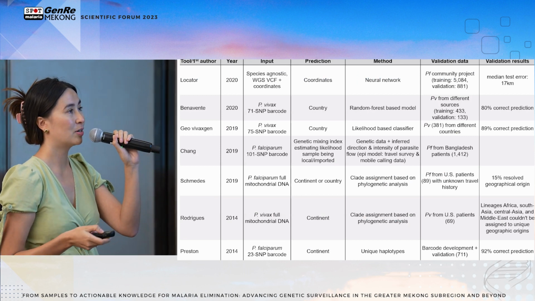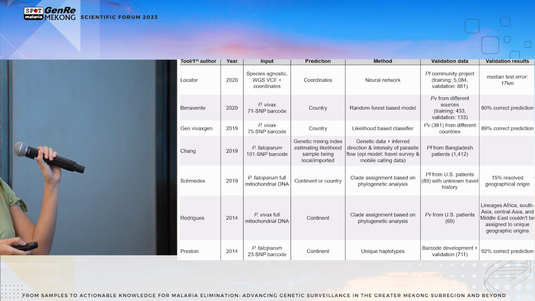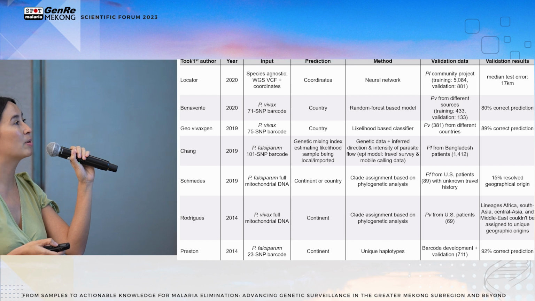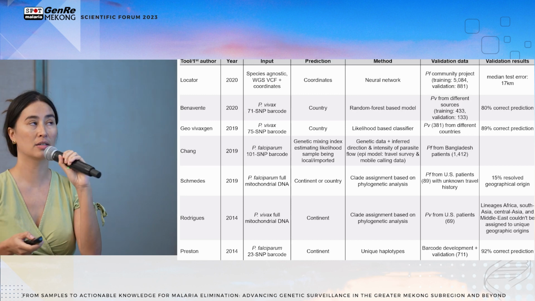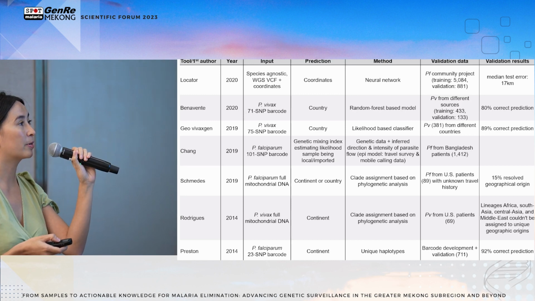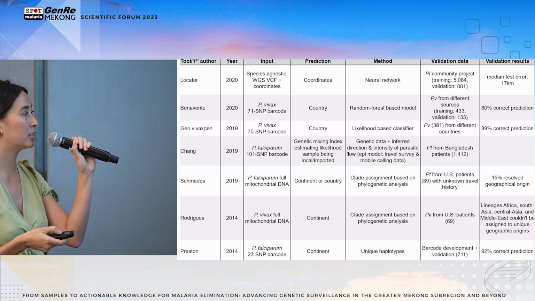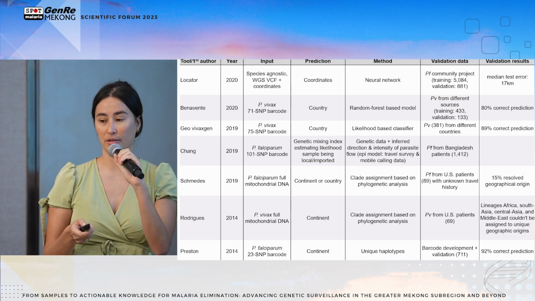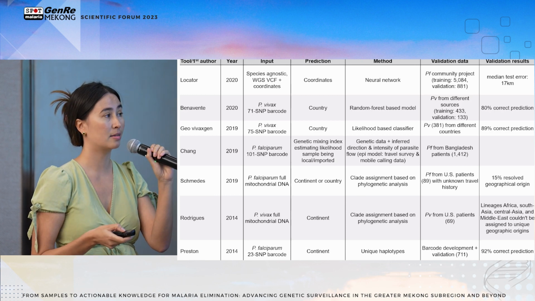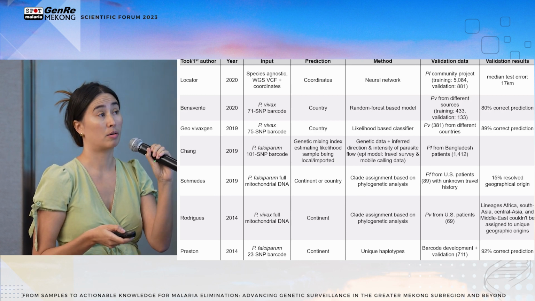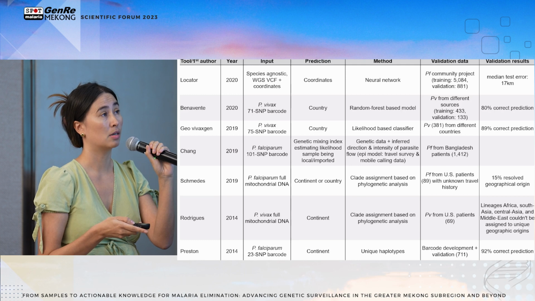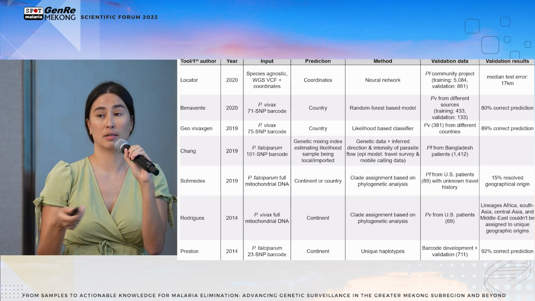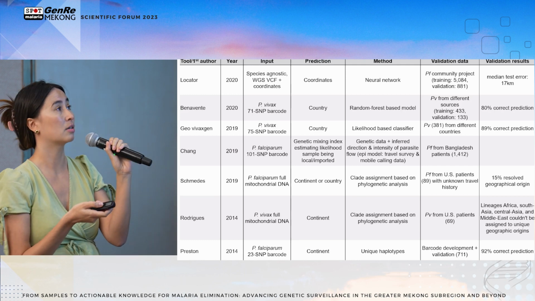This is an overview of previous studies that have been performed. It's not an exhaustive list on predicting geographical location, and it's been done for PF, PV, and also for other species. Results until now are, I think, very promising, but not all methods work as well as others.